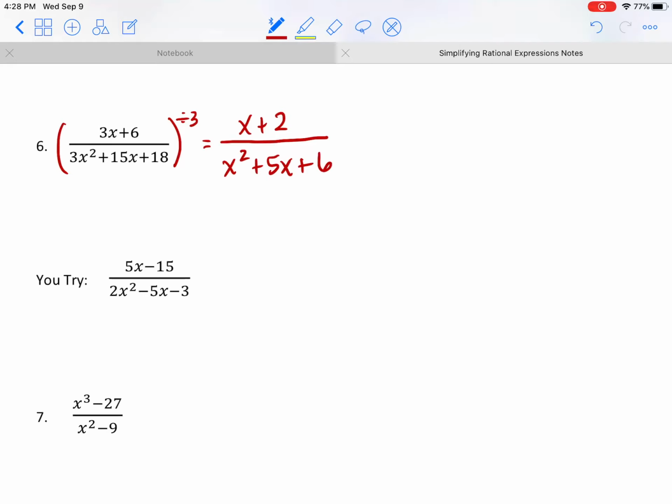Doesn't mean that we're done because the bottom is still factorable. So we have this x plus 2 on the top. On the bottom, what are the factors of 6 that make 5? Factors of positive 6 that make positive 5 are going to be 2 and 3.